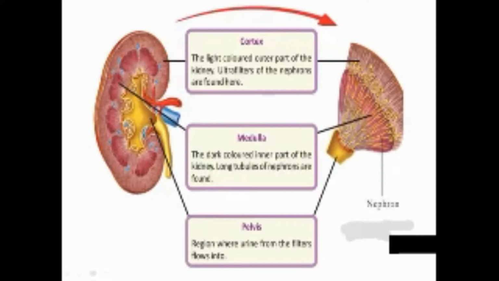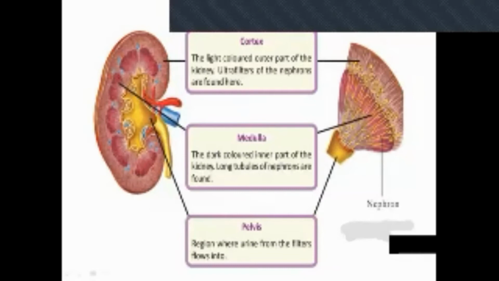Then about the pelvis. The pelvis is the region where urine from the filters flows into. After the filtration, the urine is collected by the pelvis. So the parts of the kidney are cortex, medulla, pelvis, and the nephron is also present inside the kidney. Is it clear for you?